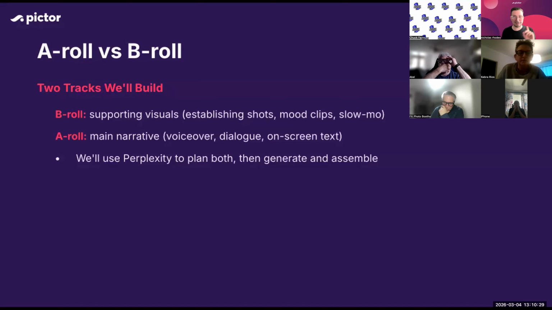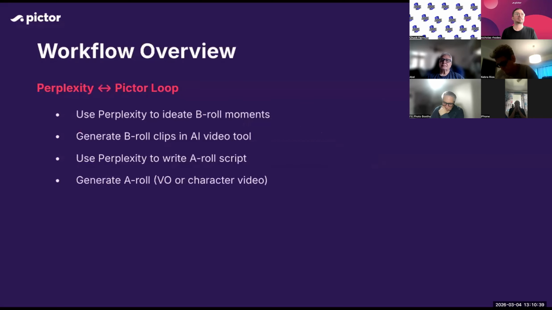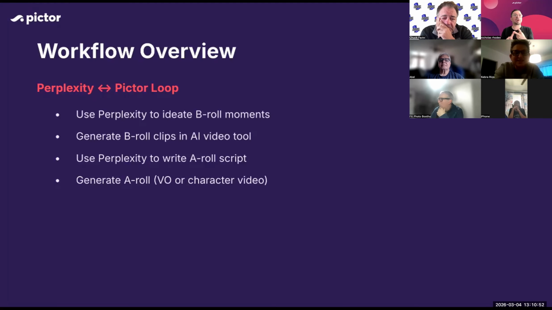We won't do that here, but we are going to talk about AI video. So I'm going to use Perplexity, and it would work with ChatGPT or any of the other tools as well. The loop that we're going to look at, the overview, is we're going to create some initial prompts with AI. We're going to generate the B-roll. Then we're going to create the A-roll script, and then we're going to add it all together in Pictory.